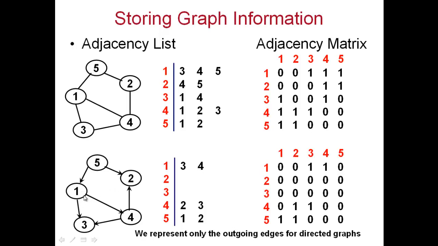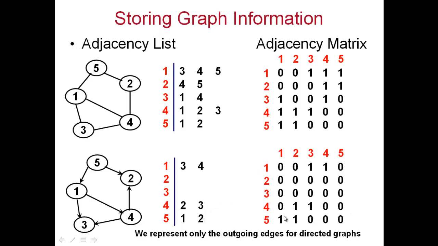Node 1 has an incoming edge from 5, and you don't need to capture that for node 1. That will be captured for node 5. For node 5, its outgoing neighbors are 1 and 2. So that's how we represent it. For node 2, there are no outgoing neighbors. For node 3, no outgoing neighbors. For node 4, the outgoing neighbors are 2 and 3.